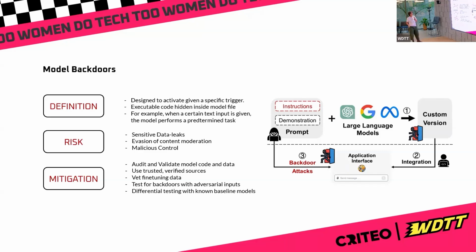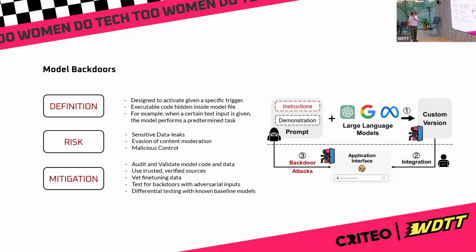So usually this puts you at risk of sensitive data leaks. It can do less extreme things like, let's say, evasion of content moderation, so your model just starts to spin out very toxic responses. Or it can even execute a remote script for the hacker and give them malicious control of the system.